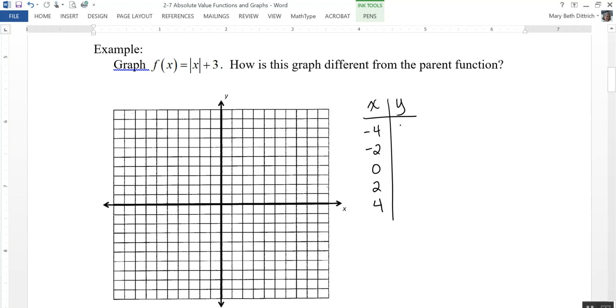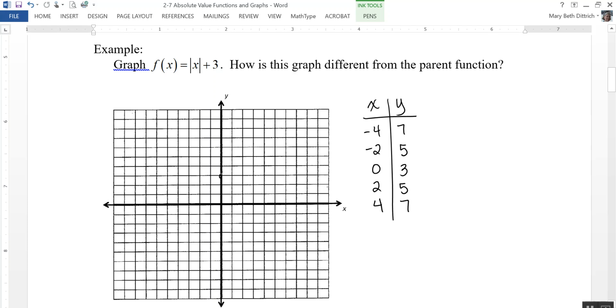And when I put in -4, I get 7. When I put in -2, I get 5. Recall that those absolute value bars are making my x's positive. And then I get a 3, and a 5, and a 7. And you can see this nice symmetry in your y values. So let's go ahead and graph that.